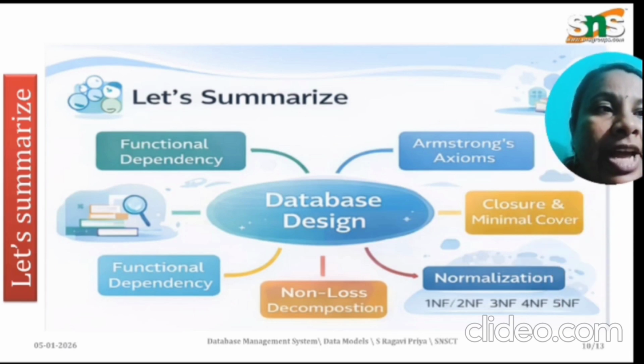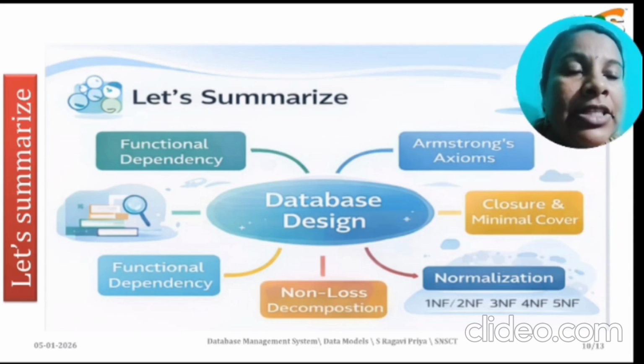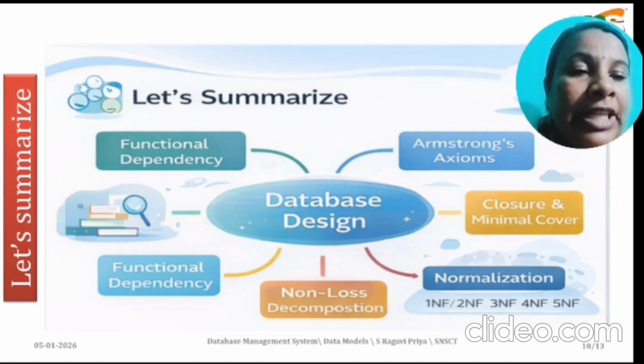Let's summarize what we have seen in today's video. We have seen about functional dependency, Armstrong axiom, closure and minimal cover, non-loss decomposition, then normalization. Under that we have seen 5 different types of normal forms including BCNF.